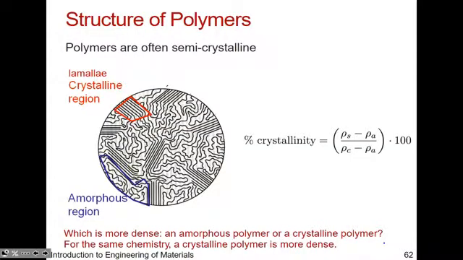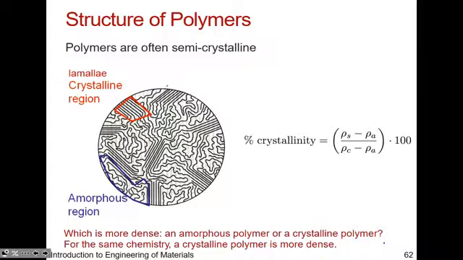And then when we talk about semi-crystalline materials, we call the crystalline regions lamellae. These fold back and forth in the structures that you see in red. And then there can also be amorphous regions. That's the wiggly lines that you see in blue. So for the same chemistry, if you're not changing the functional group, a crystalline polymer will be more dense because you can fit more of these monomers, more of the polymer, within a unit cell.